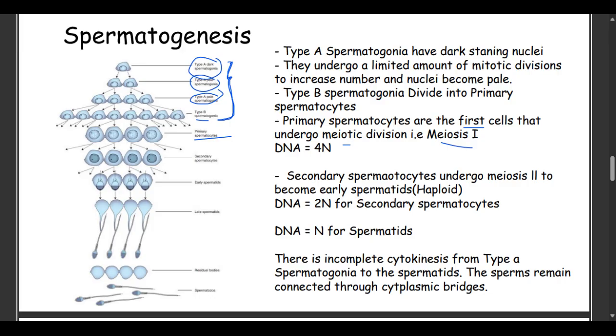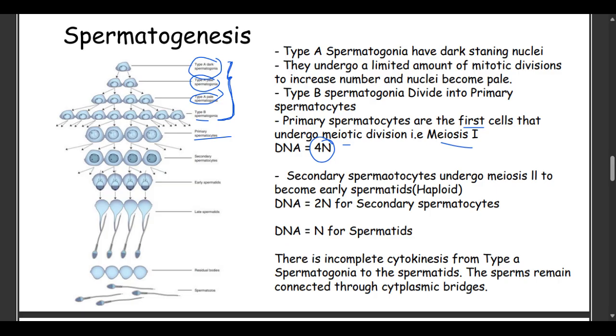So from there, like we say, we have secondary spermatocytes that now undergo meiosis 2 to become early spermatids that are haploid. The early spermatids are the ones that are going to have the DNA amount of N. So I did explain in one of the videos that primary spermatocytes are the first cells that undergo meiosis 1, and at this point the DNA has duplicated to have 4N the amount of DNA. So the amount of DNA is different from when we call it haploid or diploid.